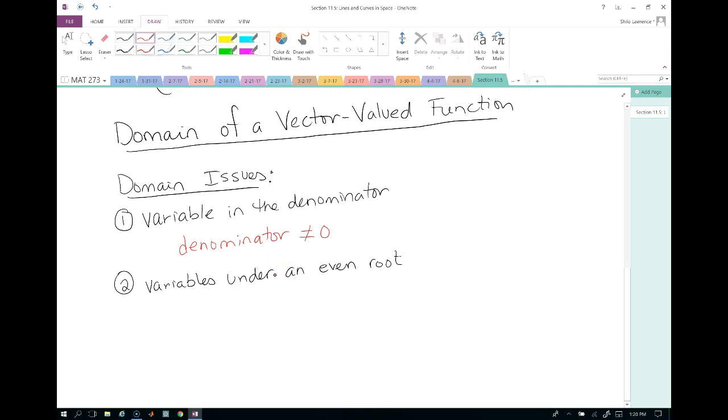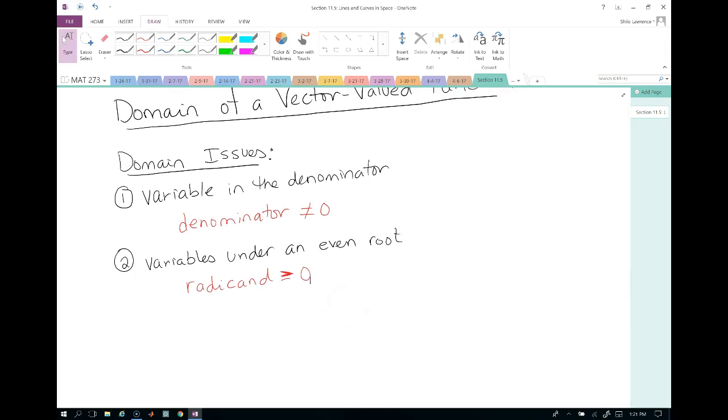So anytime we have a variable under an even root as part of our function, we need to make sure that the radicand, and that's the name of the expression that is under the root, is always positive. We can't take the square root of a negative number. That will lead to complex numbers. And in calculus, we do not deal with complex numbers at all. So we want to make sure that the radicand is always greater than or equal to 0. And just like in the first case, if we were to solve this expression that we just set up, it would lead us to the values that we are allowed to use.